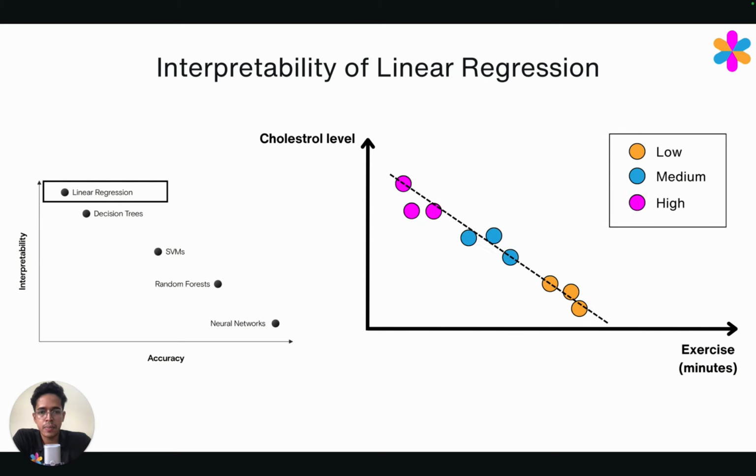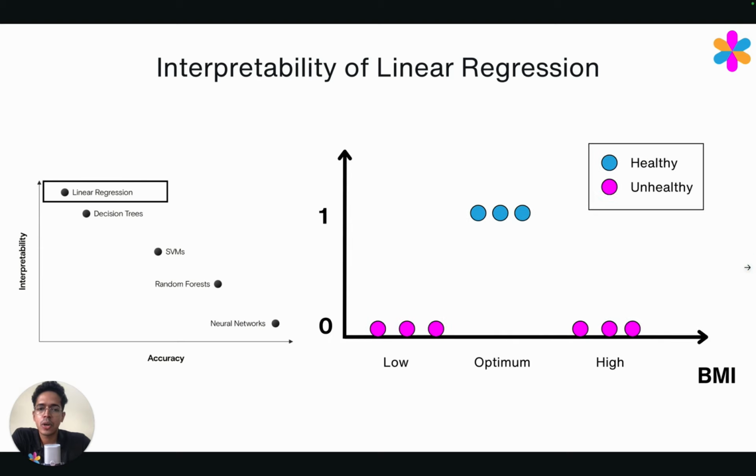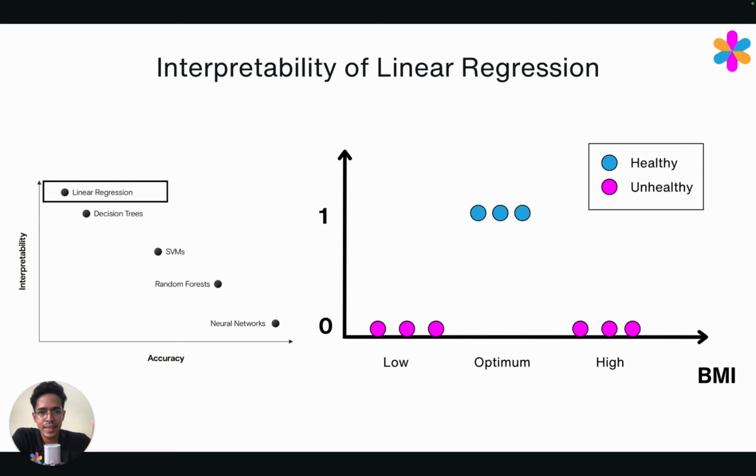So this is the prediction made by the model. The model is the straight line. This is the prediction made by the model. And it's very easy to see why this prediction was made and why it belongs to, let's say, the medium cholesterol category. So this is why we say linear regression models are highly interpretable, but not necessarily accurate. Let's see an example where a linear regression may not be accurate.